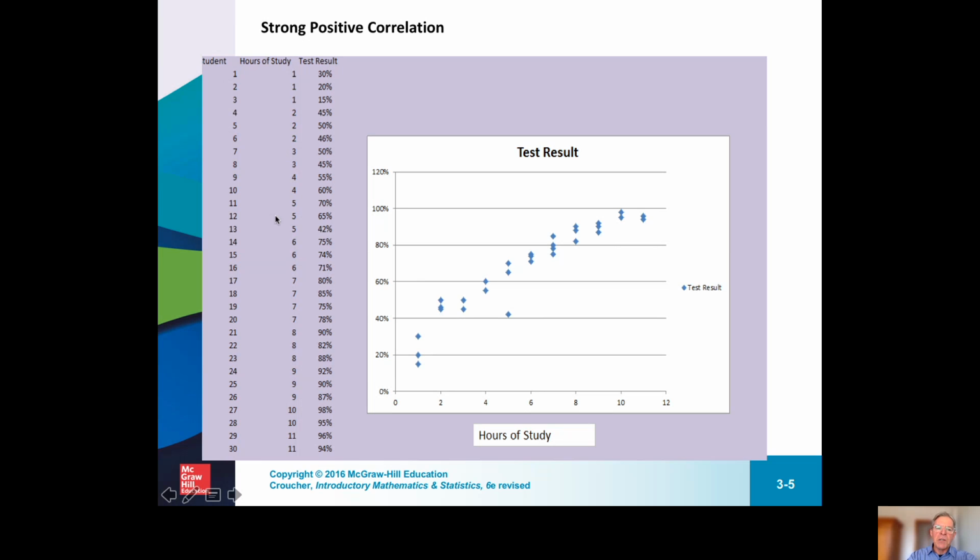So we put a range, we gather the data, and then we plot it. To plot this particular point here, this student did 1 hour's worth of study and they got a result of 30%. So we'd go down here and find 1, and we'd go up.